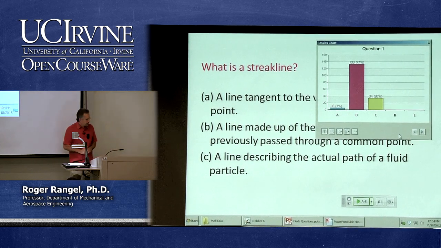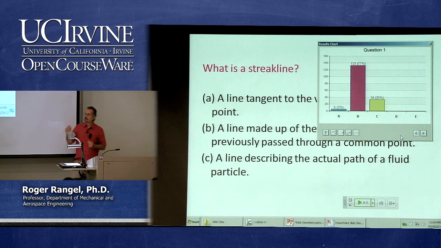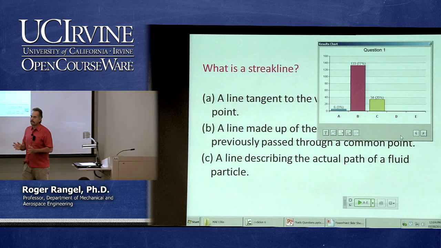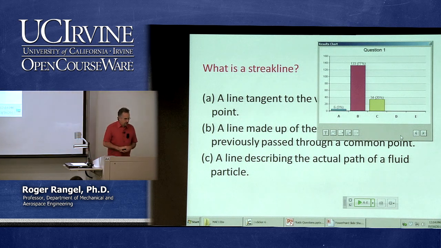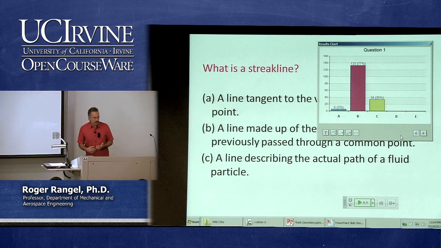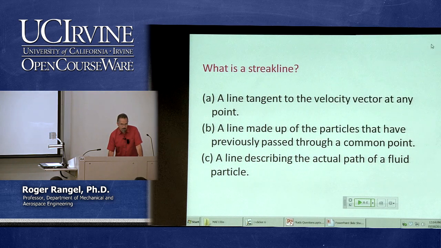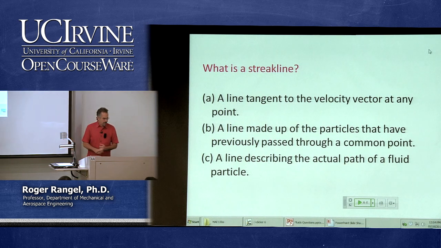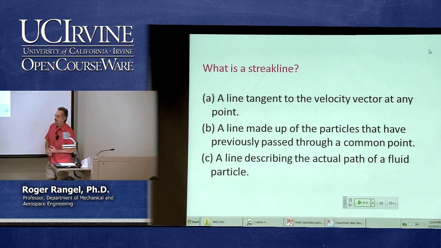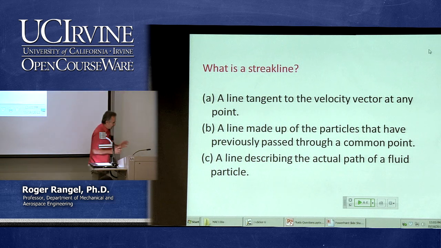So, indeed, it is a line made up of particles that have passed through a common point. That's just the definition of a streak line. A is the definition of a streamline, and C is the definition of a path line. All right, so most of you got that right.